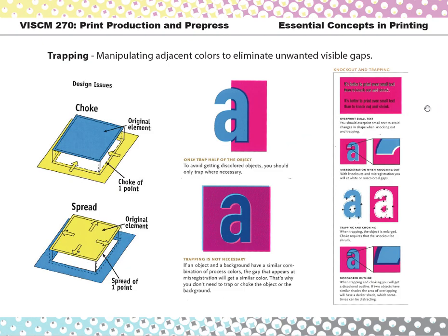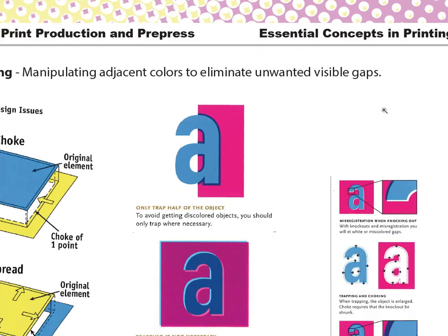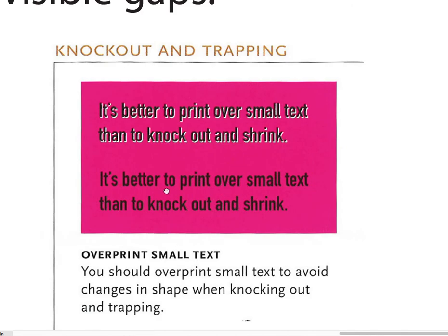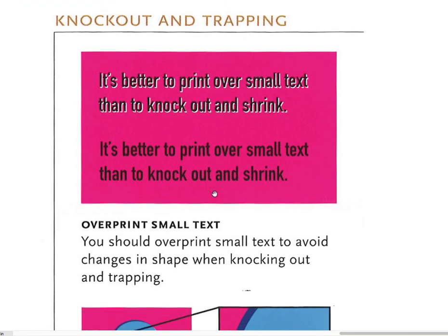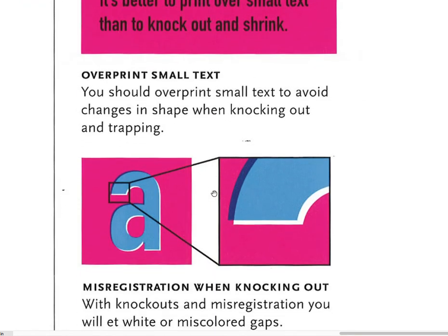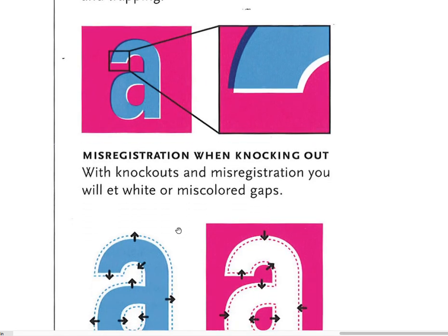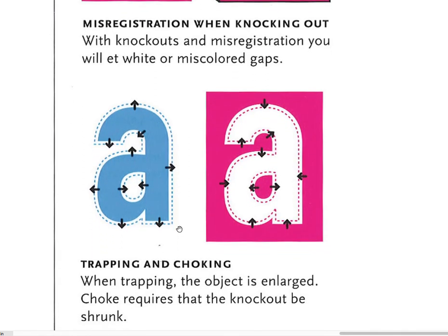Over here, there is an example of the overprint versus the knockout. That is why it's best to overprint small text, because here the registration is off, and so you get that white shadow there. You can see there's the misregistration when there's a knockout, and then the two types of trapping.